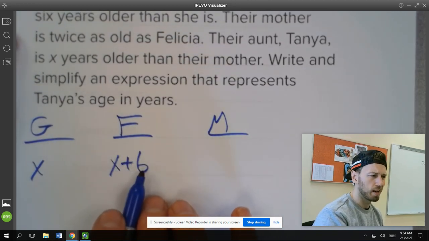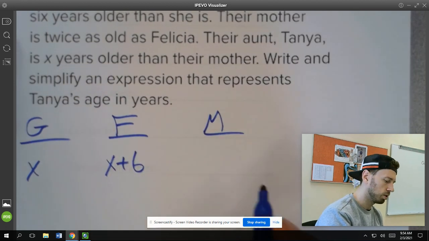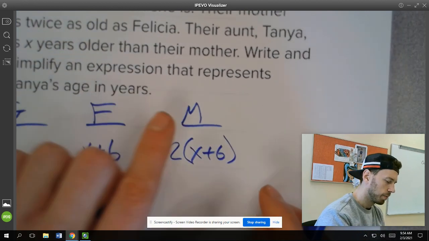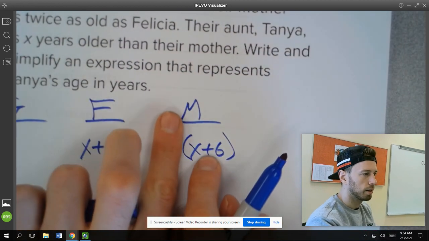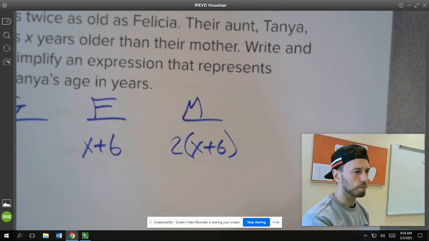How do you multiply an addition problem by 2? How do you multiply an addition expression by 2? You might have seen this before. We can take that addition expression, which is Felicia's age, right? It's Felicia's age, x plus 6, and we can just multiply by 2. We'll put a 2 outside of it.